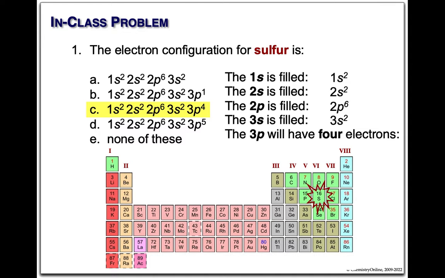The valence electrons for sulfur are the highest energy, and they're the ones here in the third period. 1, 2, 3, 4, 5, 6 valence electrons. Any questions? Let's do another.